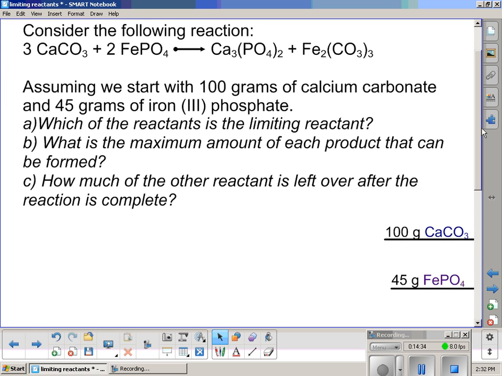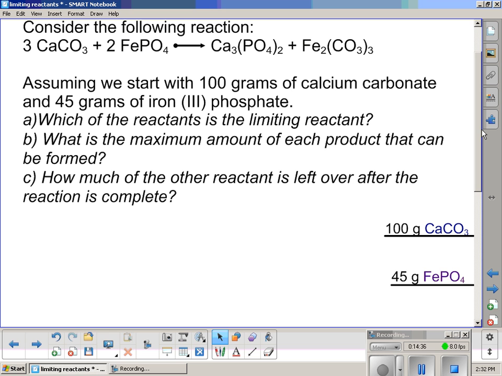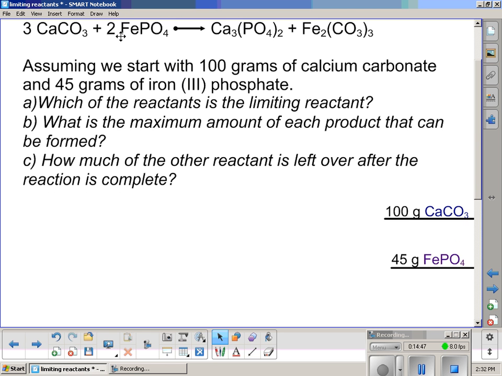Okay, here we have another problem. Consider the following reaction. I'm going to zip through this one a little bit faster because by now you should be catching on to these and you can stop the video at any point. Okay, so the following, got a balanced equation. We're putting in 100 grams of calcium carbonate with 45 grams of iron phosphate.